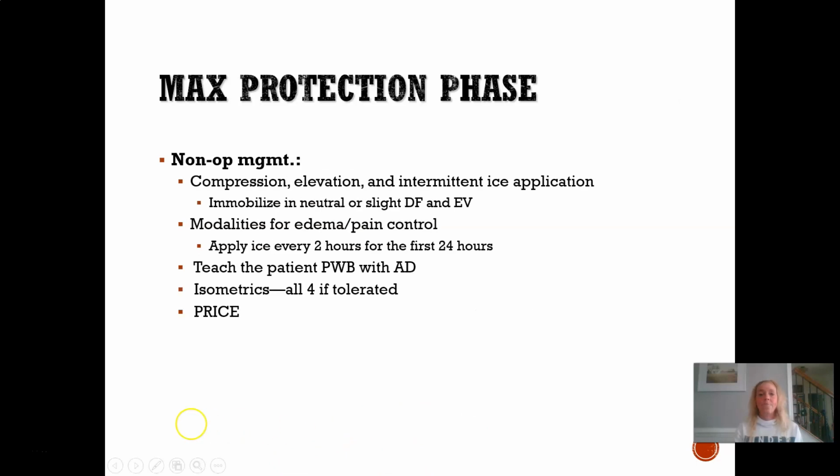During the maximum protection phase following an ankle sprain, again, this is non-operative management, so just following your ankle sprain: PRICE, protection, rest, ice, compression, and elevation. Try to immobilize in a neutral position or maybe even a little bit of dorsiflexion. The person is going to want to tend to plantar flex a little bit. That is going to be more of that open pack position for the ankle. It's going to be a position of comfort, but we do want to make sure that we're not going to develop a lot of stiffness there, so try to get them into a little bit of dorsiflexion if at all possible. That also takes some of the strain off of that ligament.